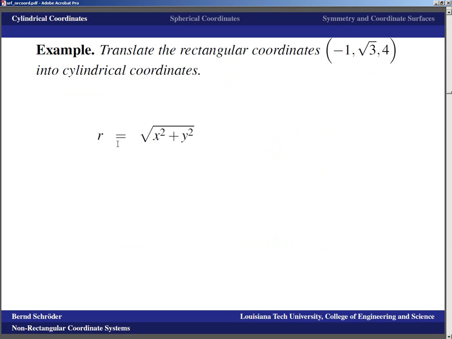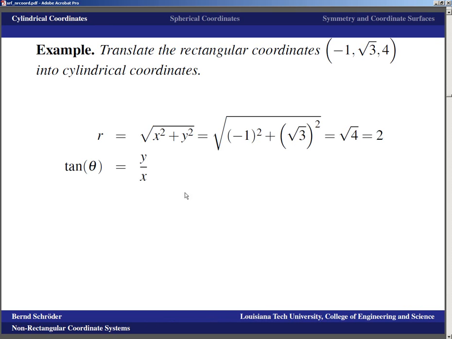Alright, so what do we have? We have r being the square root of x squared plus y squared. And with r being the square root of x squared plus y squared, all we have to do is plug in the numbers, so we get the square root of (-1) squared plus root 3 squared, so that's the square root of 4, which is 2.